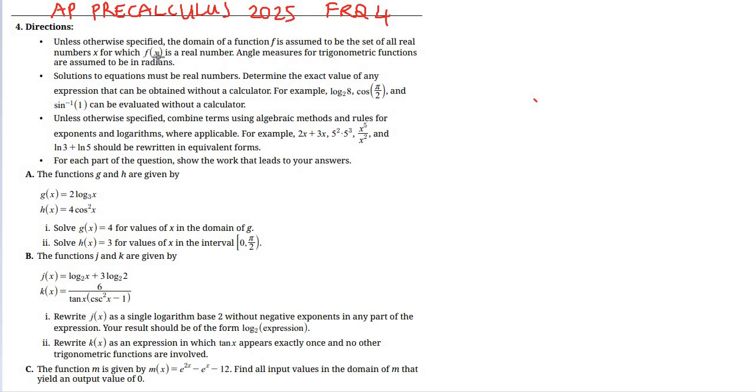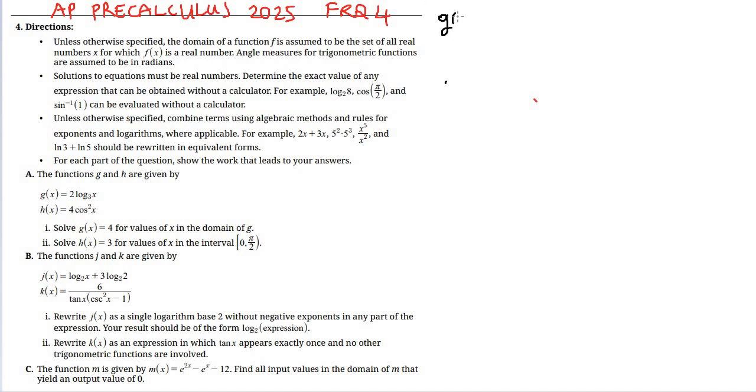AP Precalculus 2025 free response question number 4. Here again we are not allowed to use a calculator. The functions g and h are given by g of x is 2 log base 3 of x and h of x is 4 cosine squared of x. Part A-I is asking: g of x is equal to 4 for values of x in the domain of g. So we're going to set the g function equal to 4 and solve for x.